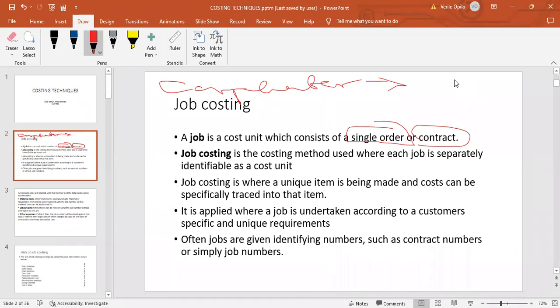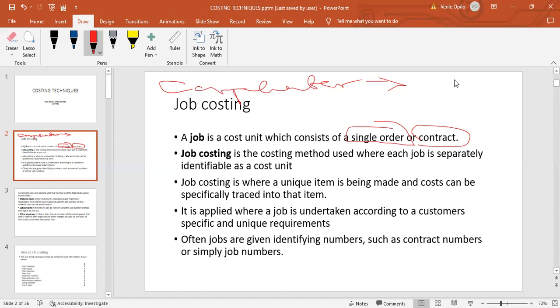So in this case, a job is that single order that this organization is going to get, that is unique from the previous customers' orders that the company had received and worked on in the past. Job costing itself is the costing technique that is used where each job is separately identifiable as a cost unit. As an organization, yes, we are providing a service or a product, but each customer is coming in with their own specifications, and therefore they are unique.